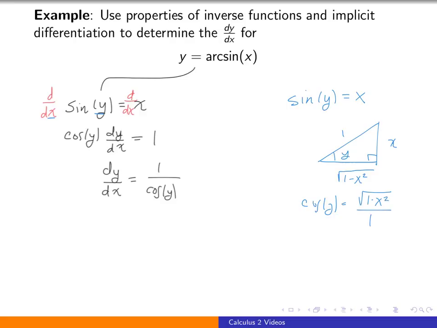So we can take this value for cosine y and substitute it in. The derivative of the arcsine function that we are looking for is 1 over the square root of 1 minus x squared.